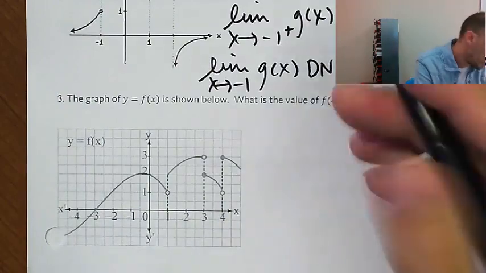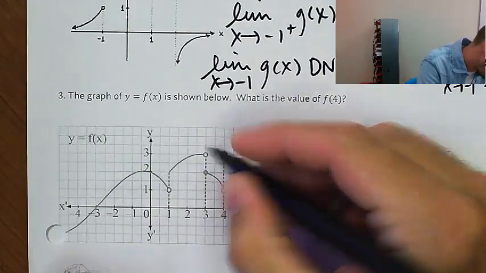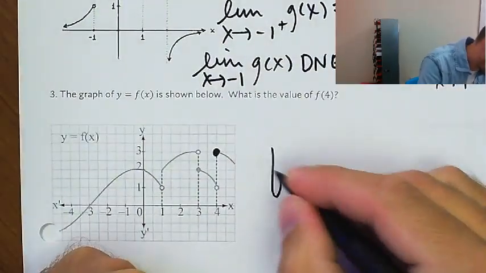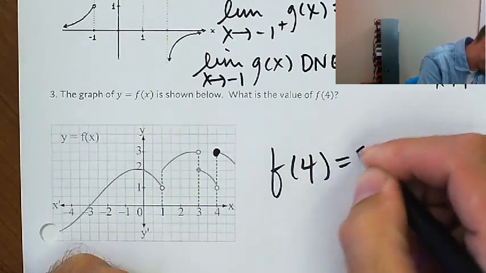What's the value of f of 4? Okay, it's where the filled-in circle is, and that's looking like it's happening at 3. So I would say f of 4 is equal to 3.